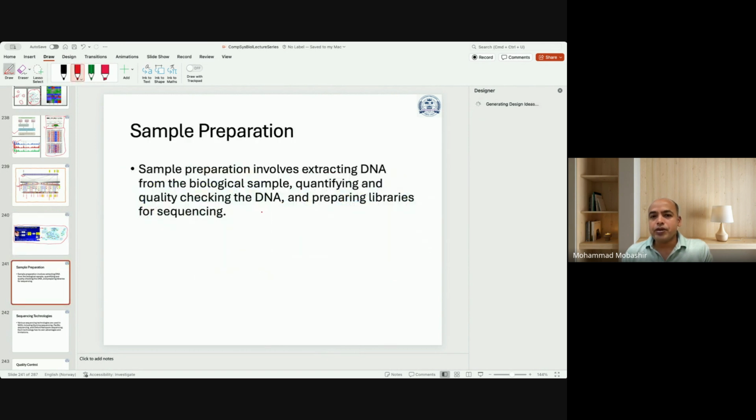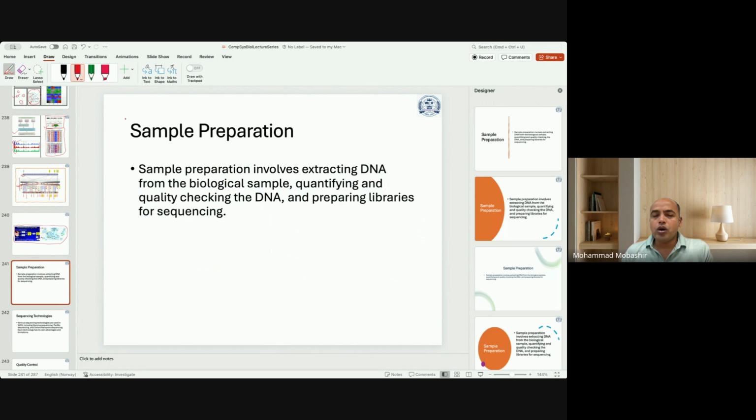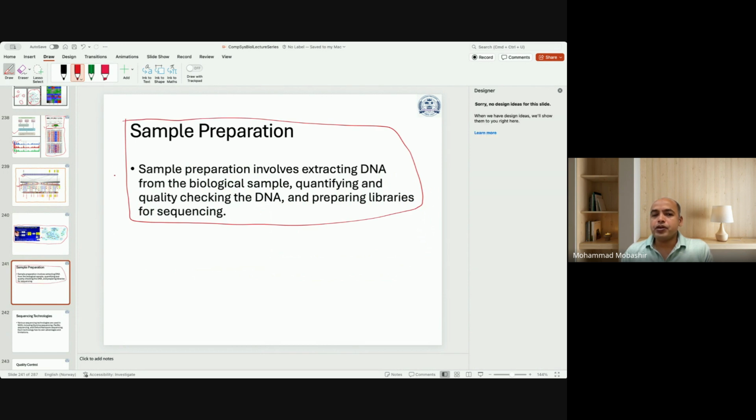Then it is sample preparation. For all the different NGS data generation, the sample preparation method could differ. So this is what you need to think.